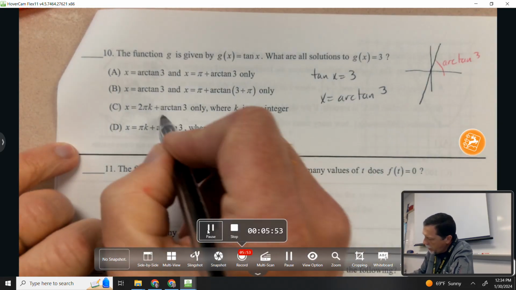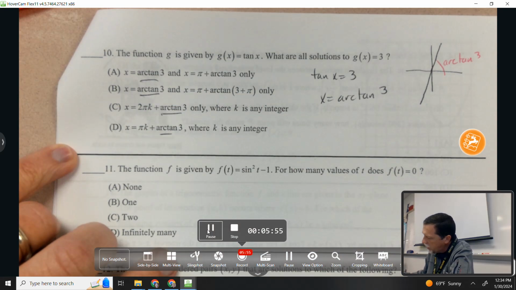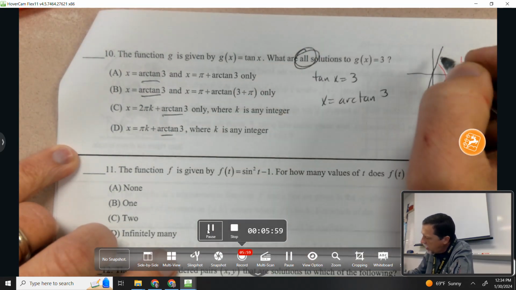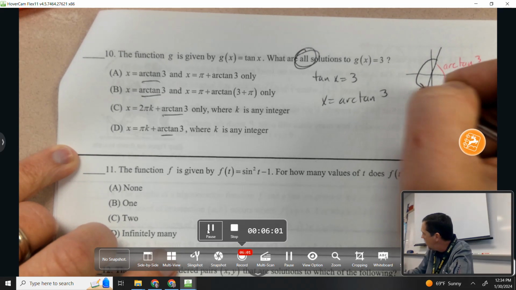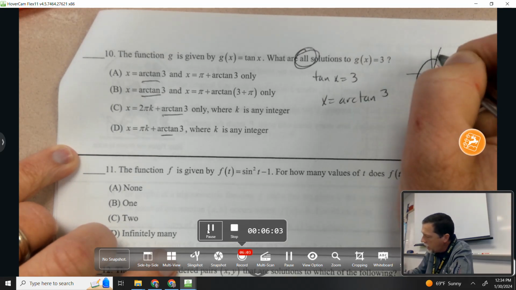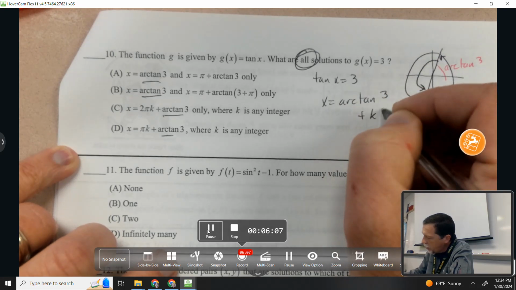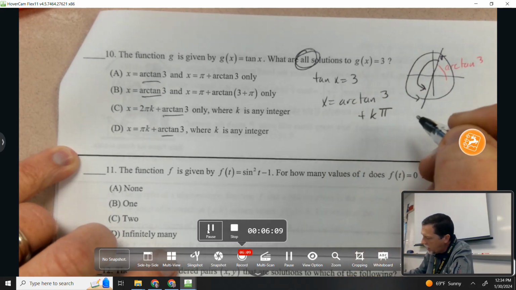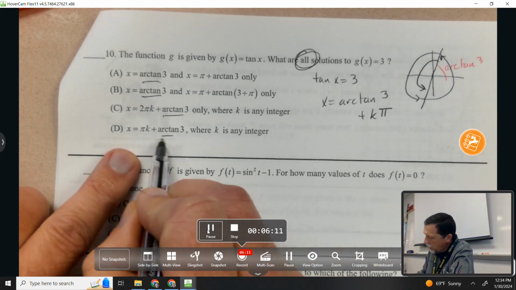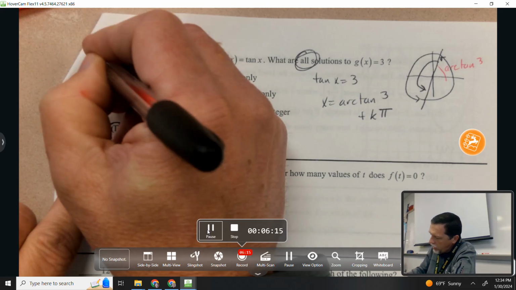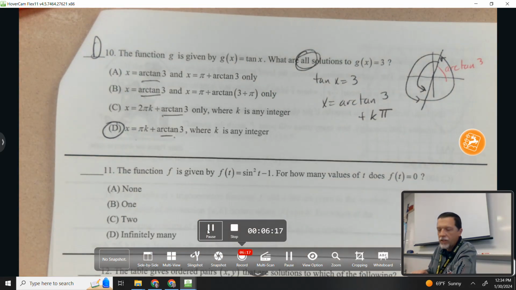So that's why arctan of 3 keeps showing up in these answers. But if I want all the solutions, then I need to rotate pi to get to the next one, and then pi again, and then pi again, and then pi again. So I can rotate pi as many times as I like. So arctan of 3 plus pi k will catch all of the places where the tangent is 3.